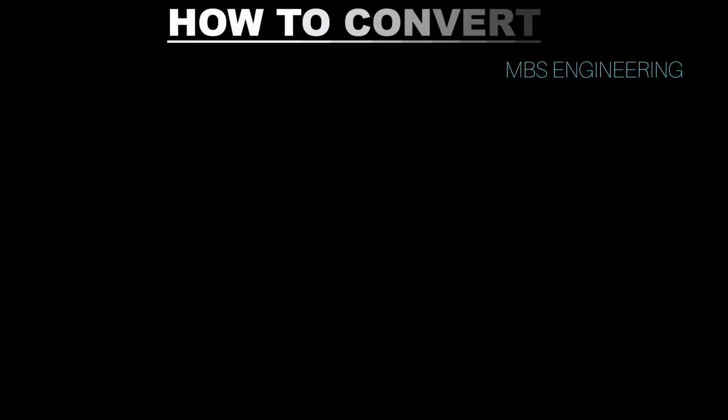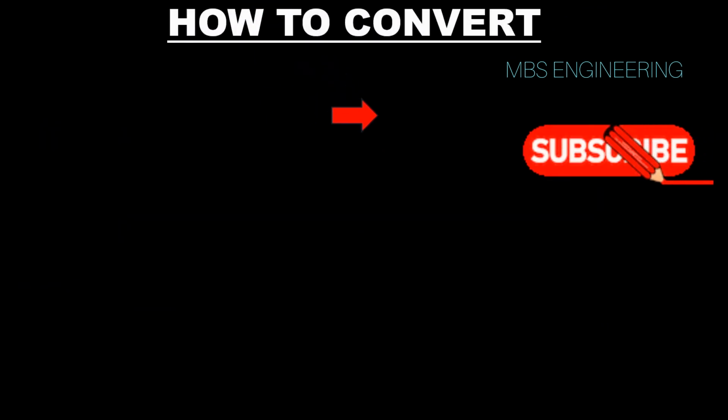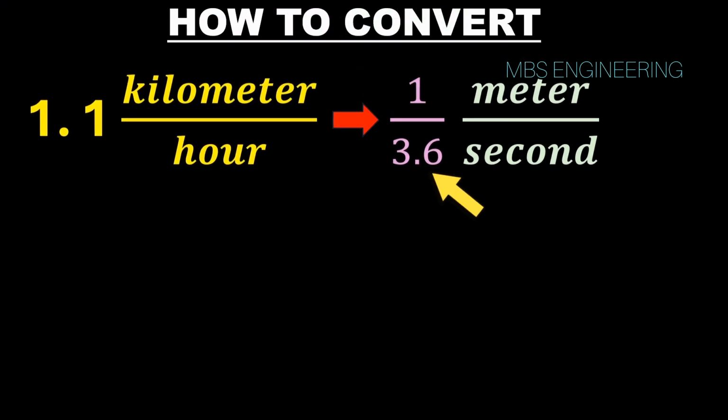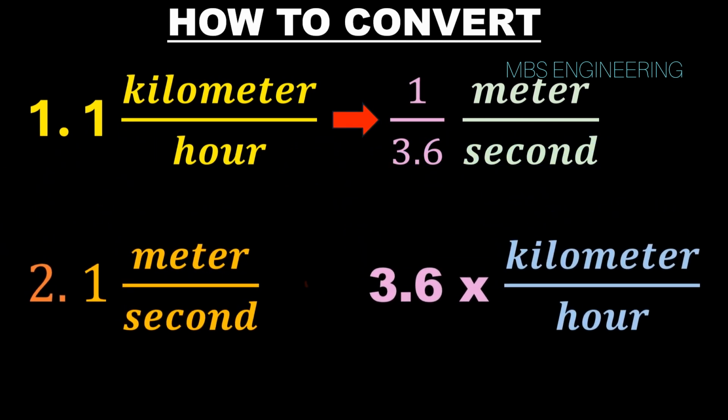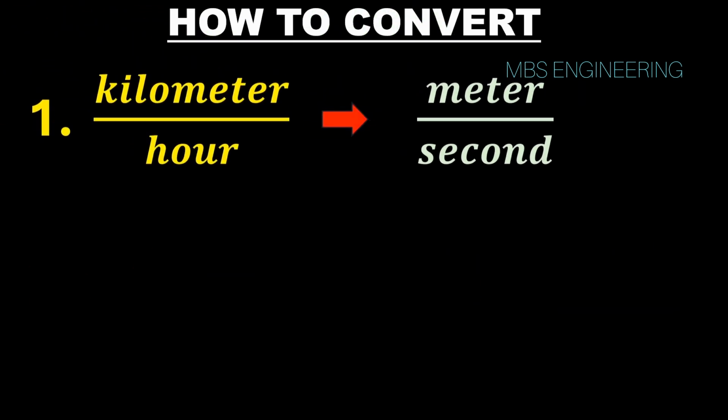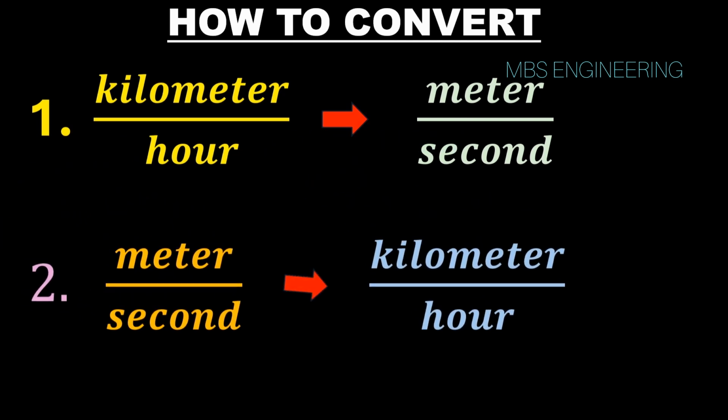Next, please refer to the simple way to calculate: for 1 kilometer per hour, divide the value by 3.6 to get the value in meters per second. Next, please refer to the simple way to calculate: for 1 meter per second, multiply the value by 3.6 to get the value in kilometers per hour. We hope everyone understands how to convert kilometer per hour to meter per second, and how to convert meter per second to kilometer per hour.